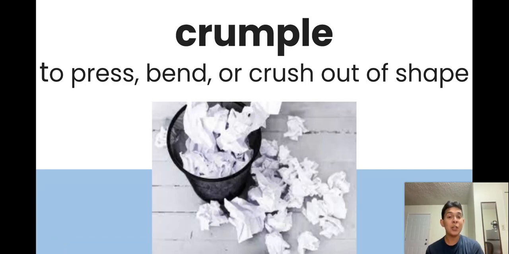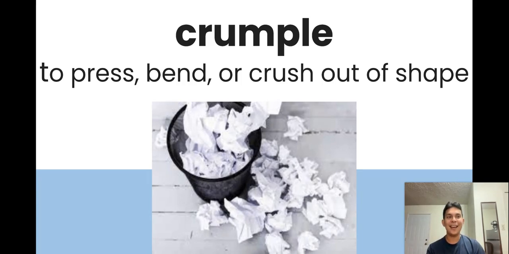So today we're going to read a book later, but first we have to learn some new vocabulary words. The first word we have is crumple. Say it with me. Crumple. Now say it by yourself. Awesome. Crumple means to press, bend, or crush out of shape. What do you guys see is being crumpled in this picture?